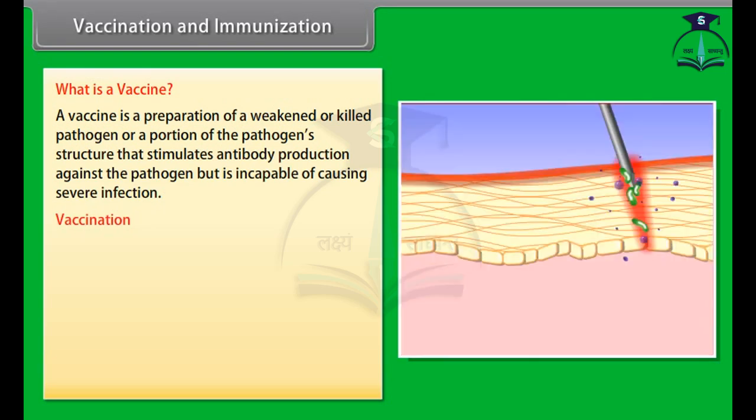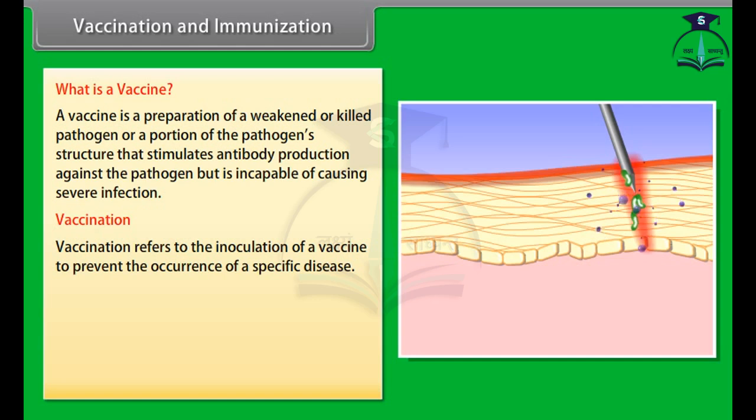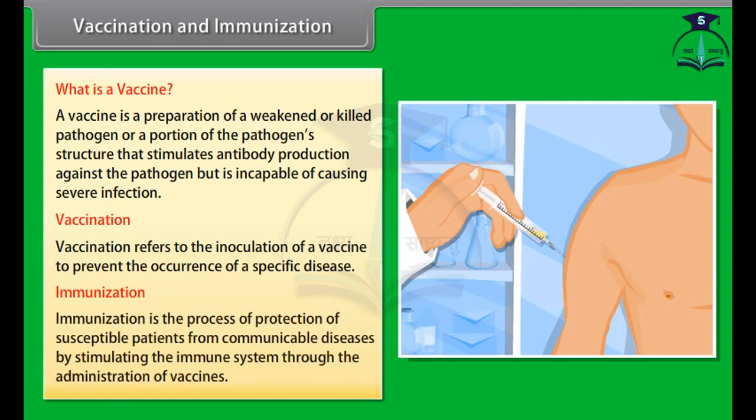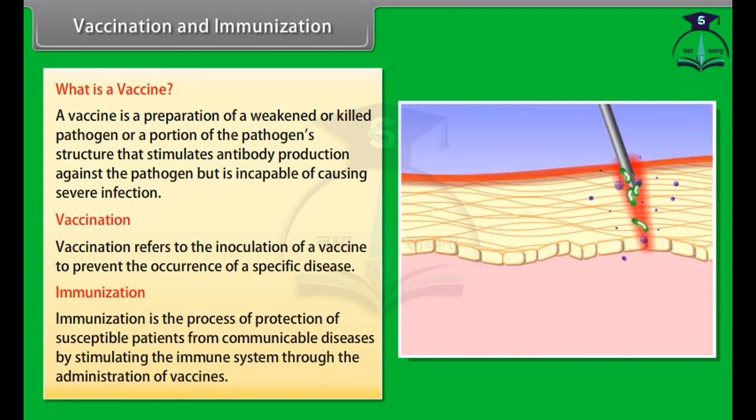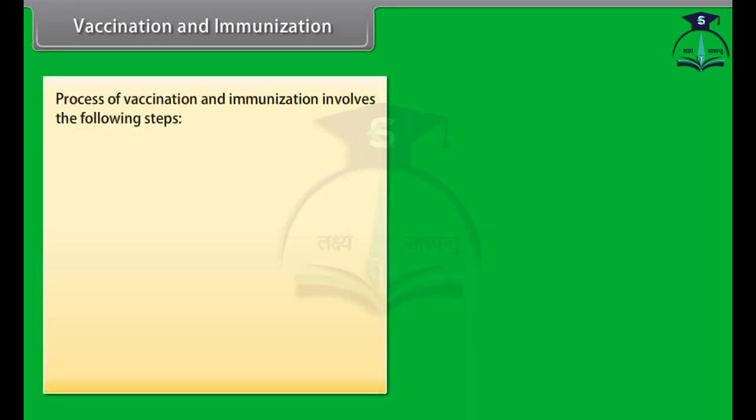Vaccination. Vaccination refers to the inoculation of a vaccine to prevent the occurrence of a specific disease. Immunization. Immunization is the process of protection of susceptible patients from communicable diseases by stimulating the immune system through the administration of vaccines. Process of vaccination and immunization involves the following steps.